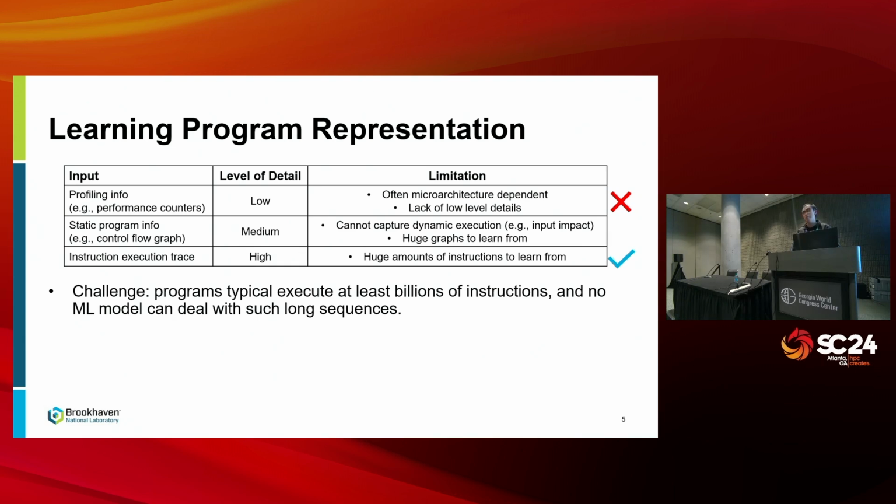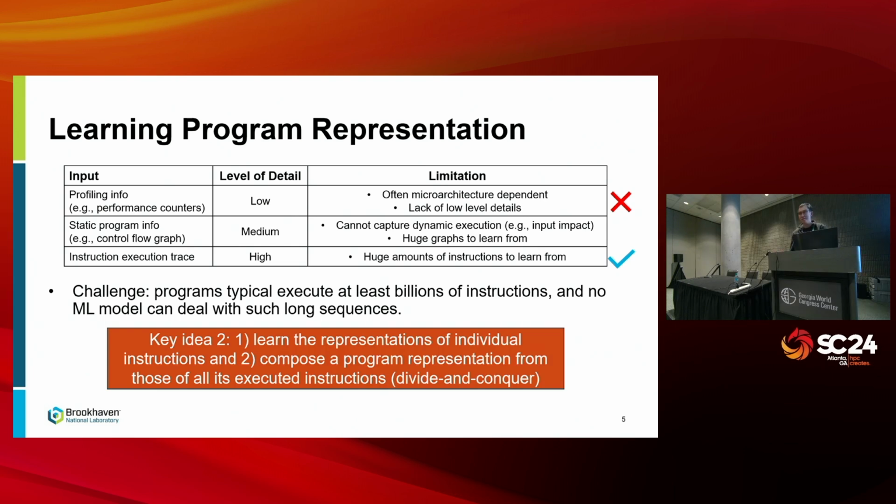But it also brings another challenge. The main challenge here is that a typical program will execute at least millions or even more instructions. That's very common. That's a huge amount of information, and no existing machine learning model can actually handle such a huge amount of information.